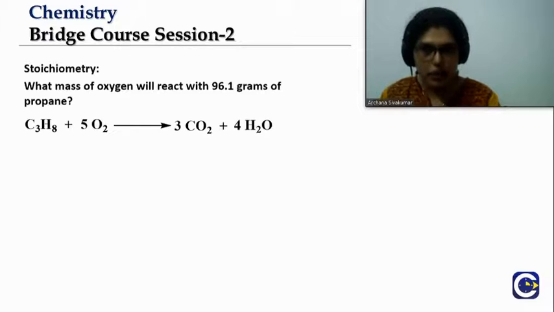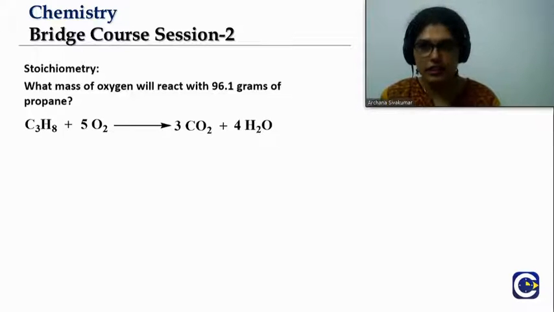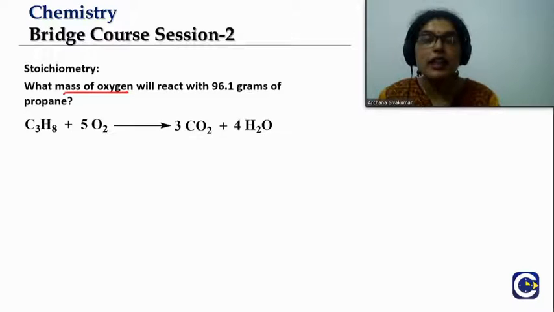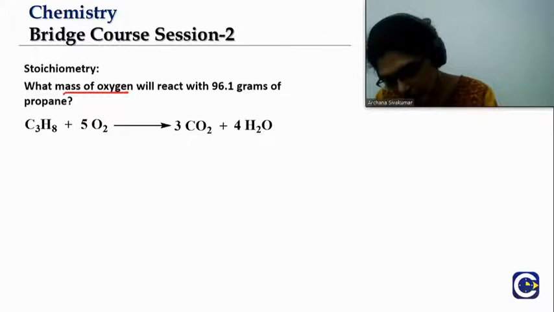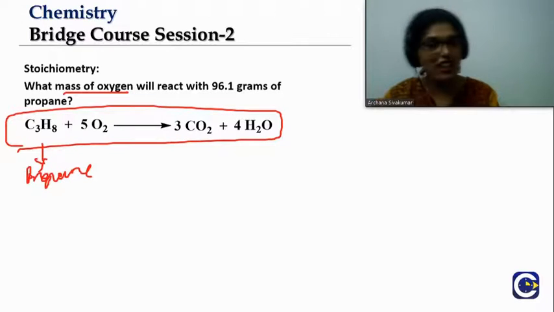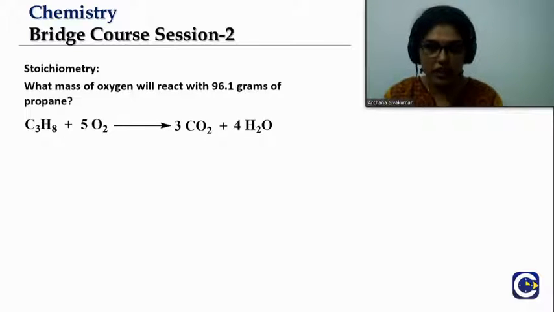So stoichiometry. Let's look at an example and see how we calculate the reactants. The question here says: what is the mass of oxygen which will react with 96.1 grams of propane? So there is a reaction given here. This is propane, and the other things I guess you will be able to identify. They have given 96.1 grams of propane.